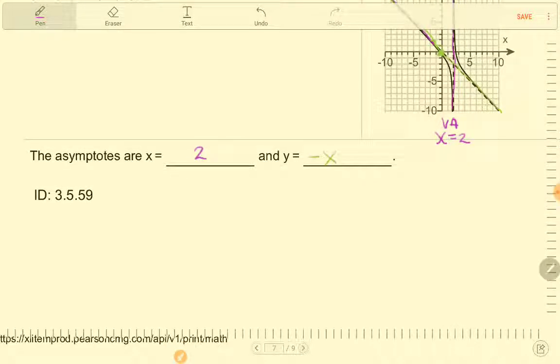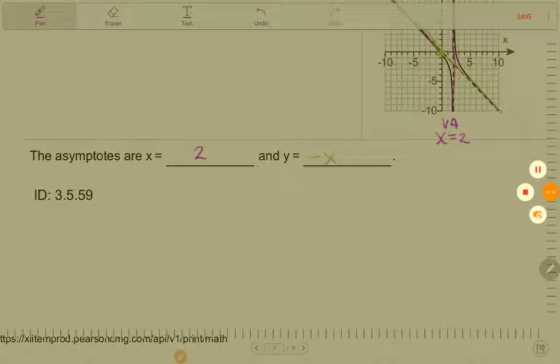How we doing on time? Yeah, we'll stop it right there.